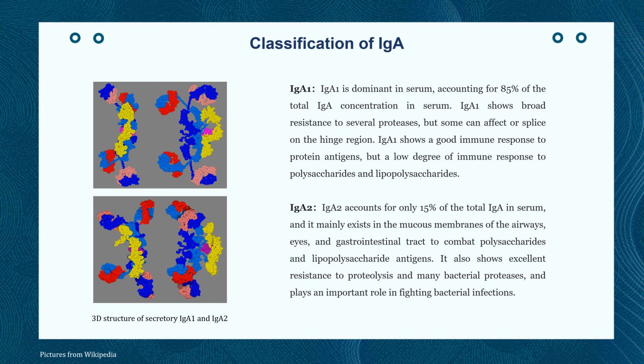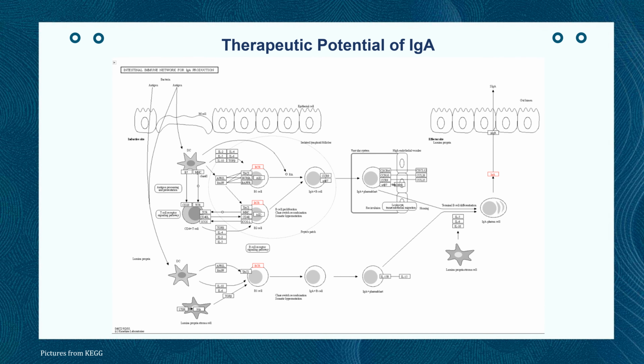IgA2 accounts for only 15% of the total IgA in serum, and it mainly exists in the mucous membranes of the airways, eyes, and gastrointestinal tract to combat polysaccharides and lipopolysaccharide antigens. It also shows excellent resistance to proteolysis and many bacterial proteases, and plays an important role in fighting bacterial infections. The intestine is the largest lymphoid tissue in the body. One striking feature of intestinal immunity is its ability to generate great amounts of non-inflammatory IgA antibodies that serve as the first line of protection against pathogens.